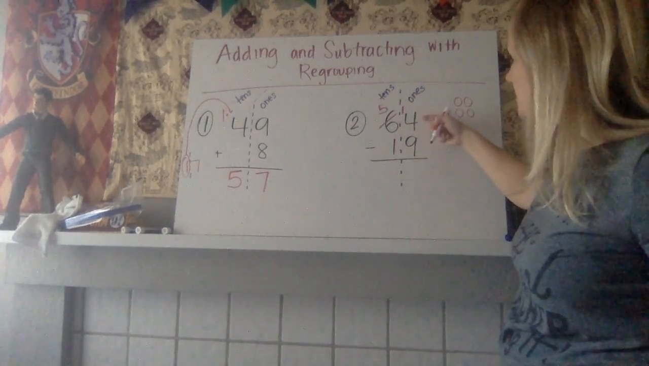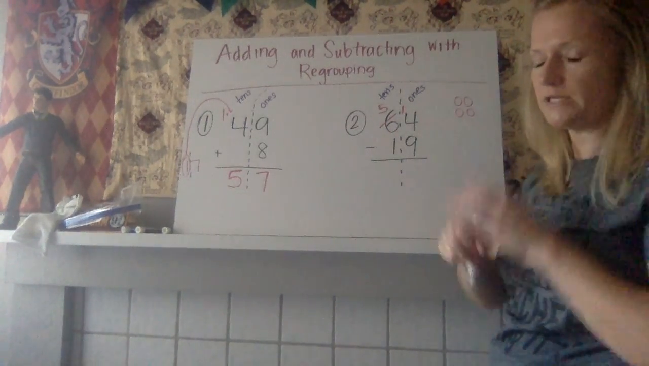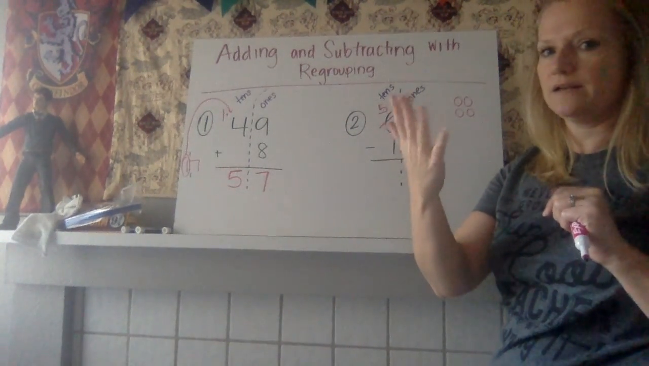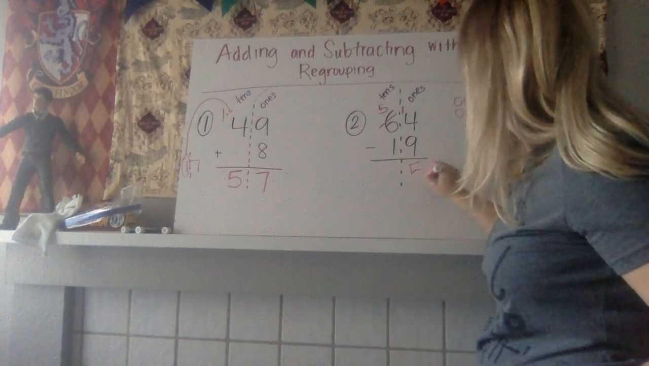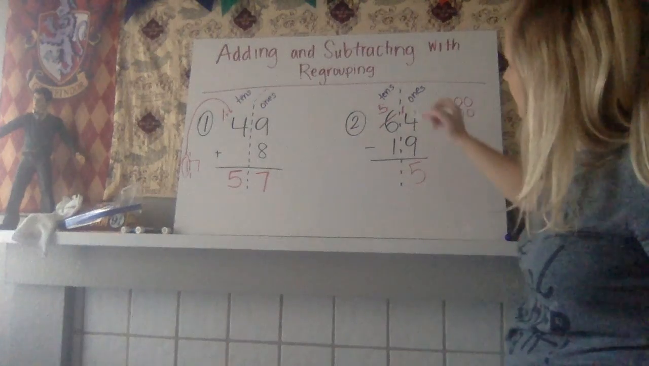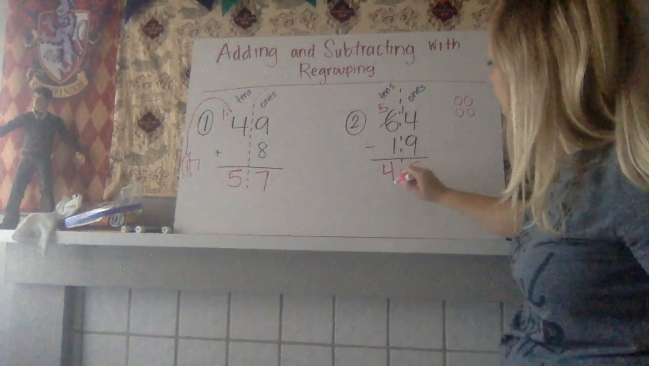Okay? So 14 minus 9. We can start with 14 and count backwards 9 times. So 14, 13, 12, 11, 10, 9, 8, 7, 6, 5. Okay? So 14 minus 9 is 5. Now we go to our tens column. 5 minus 1 is 4. Okay?